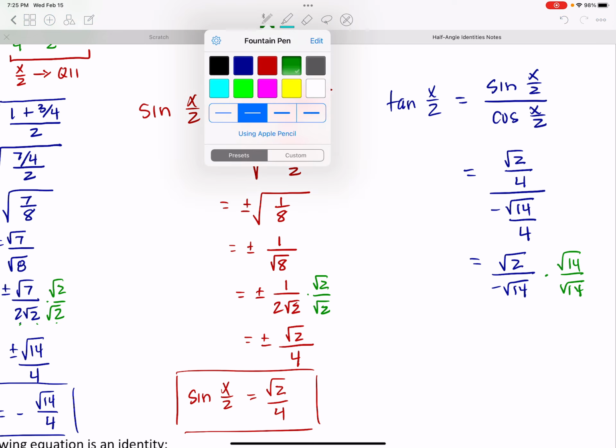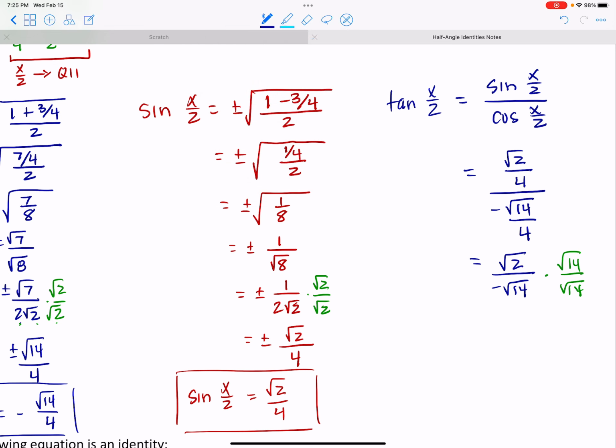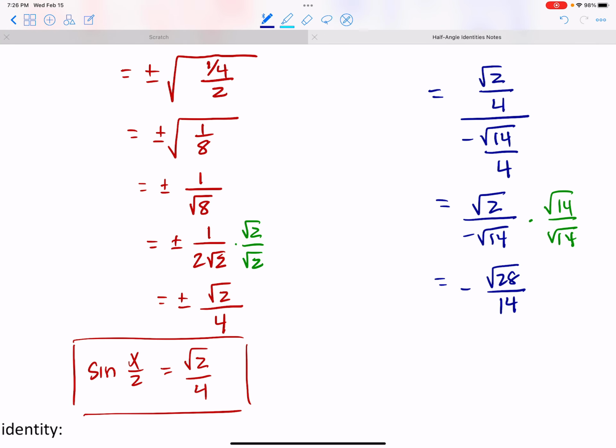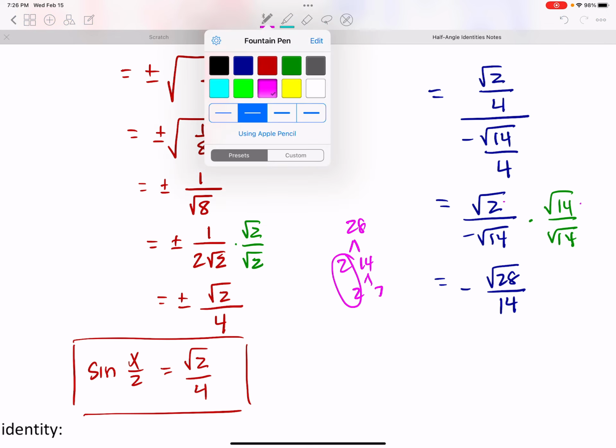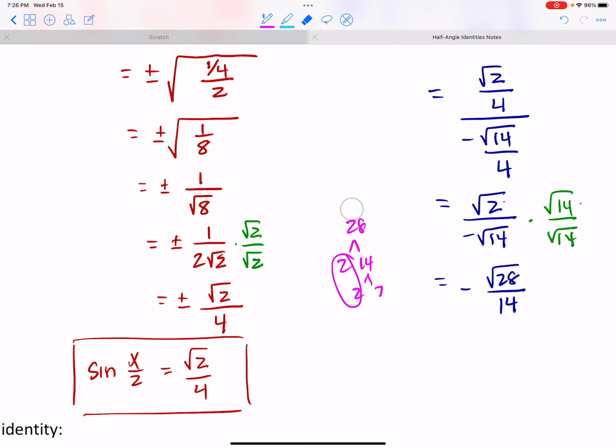So then our tangent is going to be equal to negative radical 28 on the top and then 14 on the bottom. Now technically radical 28 simplifies. I know, what a bummer. 28, because there's a 2 here and there's a 2 in there, right? It's 2 and 14, which is 2 and 7, so a 2 comes out. So we're going to be looking at, maybe, you know what, let me just back up a step here. Maybe we should have not rationalized here.